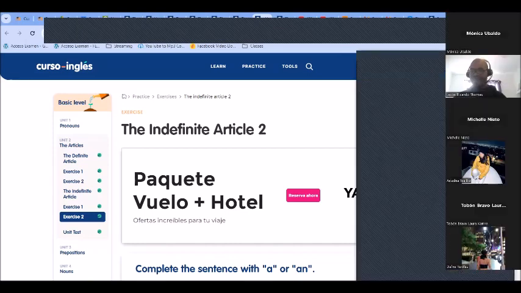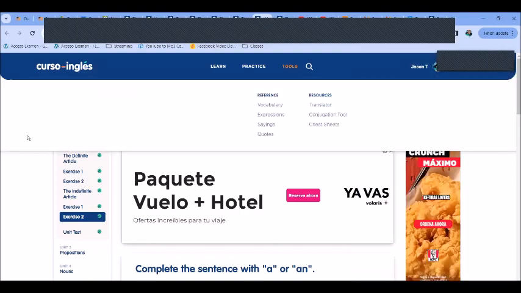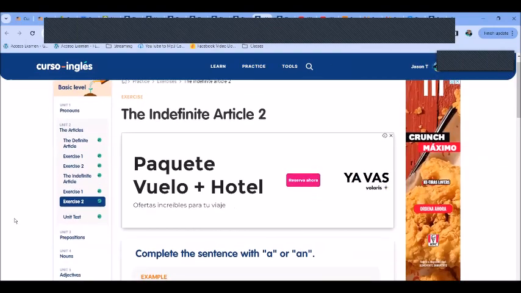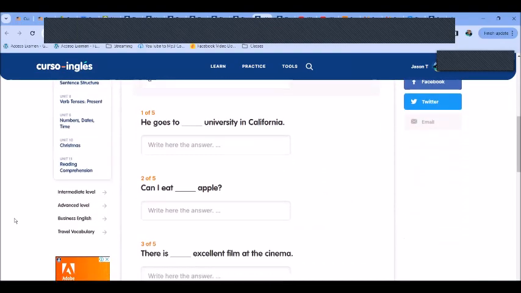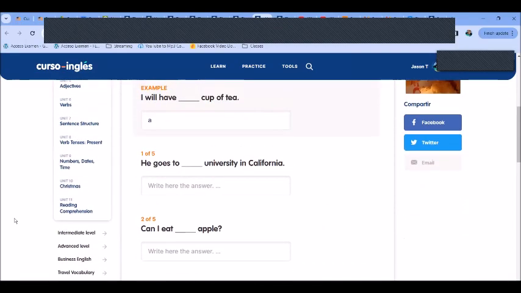Start with Valeria. Number one, Val. Let me scroll down. Should we use a or should we use an? He goes to an university in California. ¿Por qué no vamos a usar a?